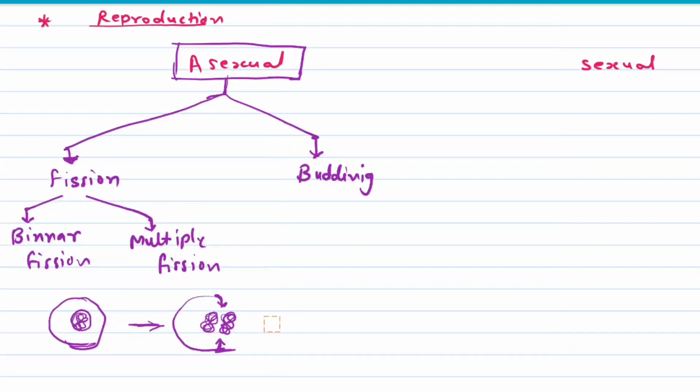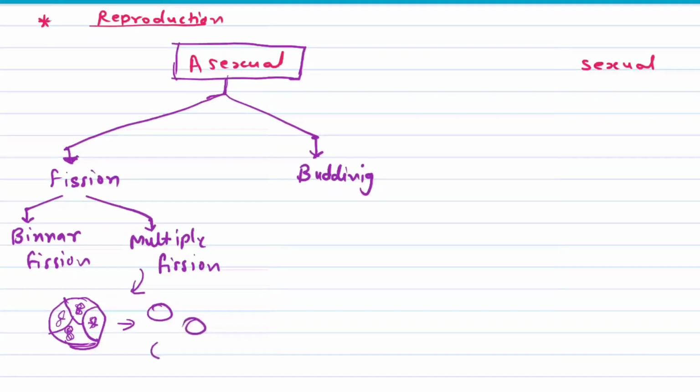But in multiple fission, the chromatin material or nucleus is divided into multiple nuclei. Then the cell is divided into multiple cells. So for example 1, 2, 3, 4, in this case one protozoan produces 4 progeny cells, 4 progeny unicellular organisms. So this is what we call multiple fission.